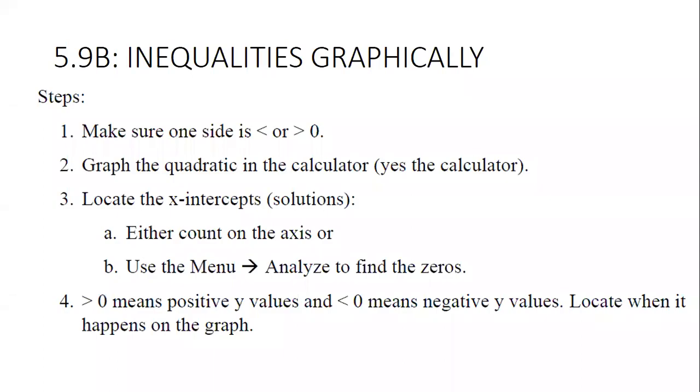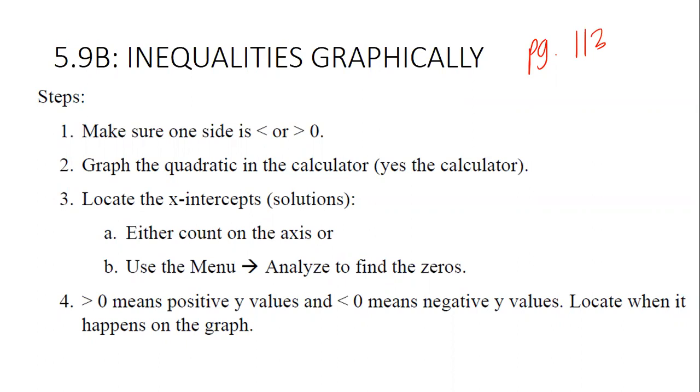On page 113, we're doing 5.9b. And we only have 2 examples to do, okay? For 5.9b, you still have to make sure that one side is less than or greater than 0. You're gonna graph the quadratic in the calculator. Yes, I said the calculator, okay?